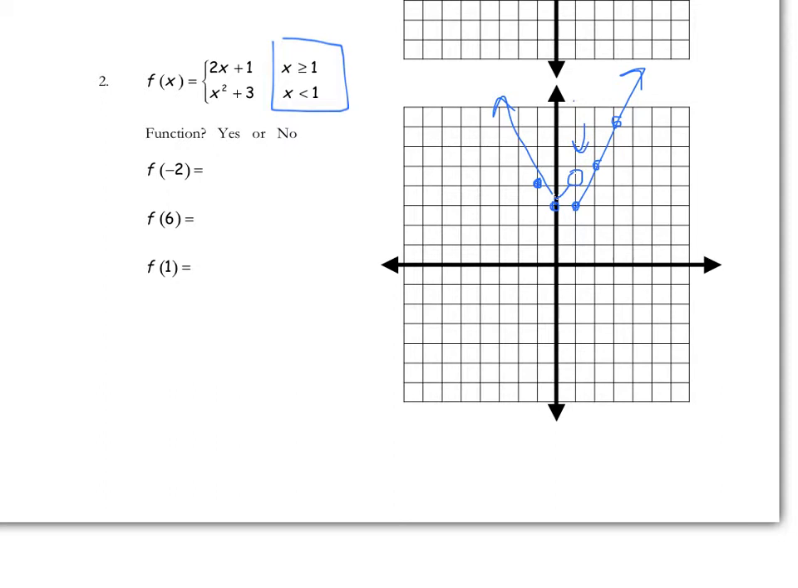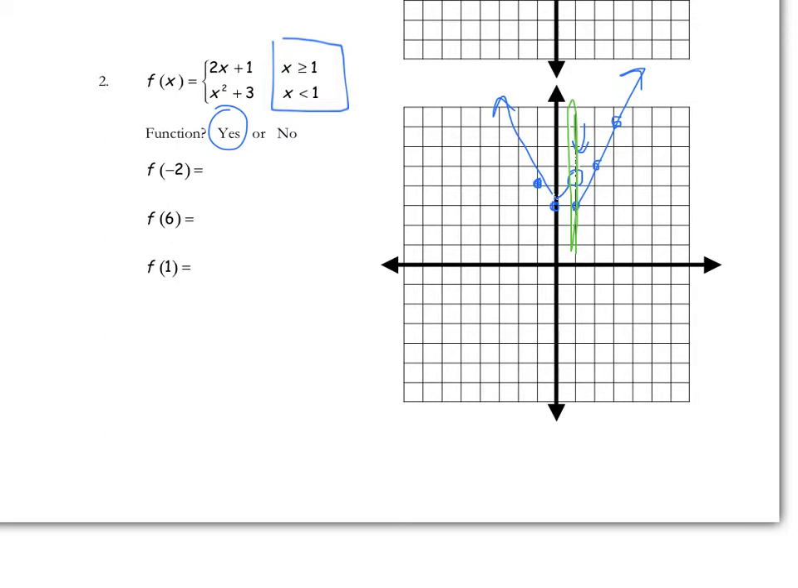Is it a function? Yes. My only questionable area is possibly this line right here in green. However, since I have an open circle, one's not included and one is included, so I am okay. So yes, it is a function.